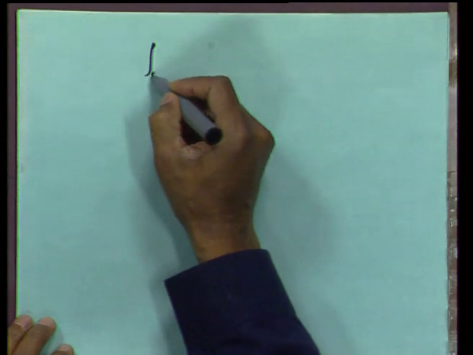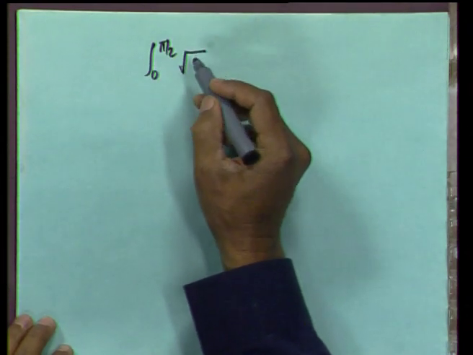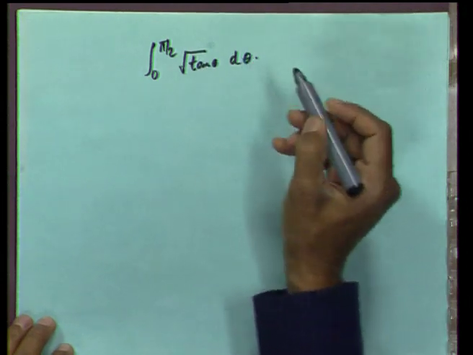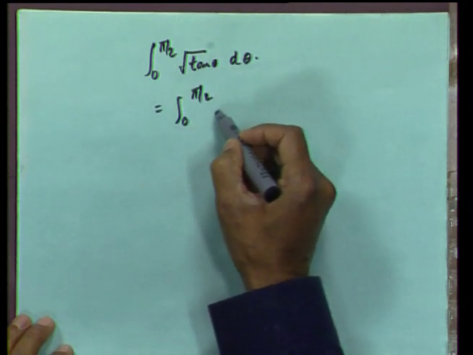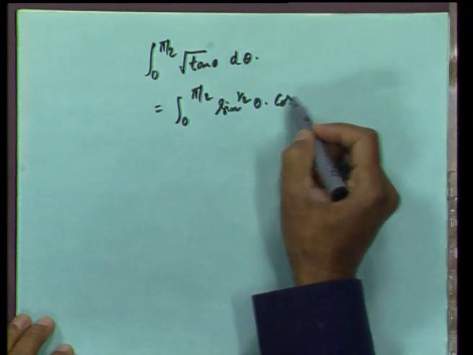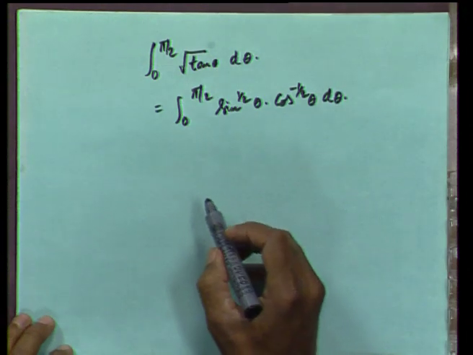Now, let us evaluate some of the integrals based on the beta and gamma functions. One such integral is integral 0 to pi by 2 root of tan theta d theta. This you can write as integral 0 to pi by 2 sin to the power of half theta into cos to the power of minus half theta d theta.